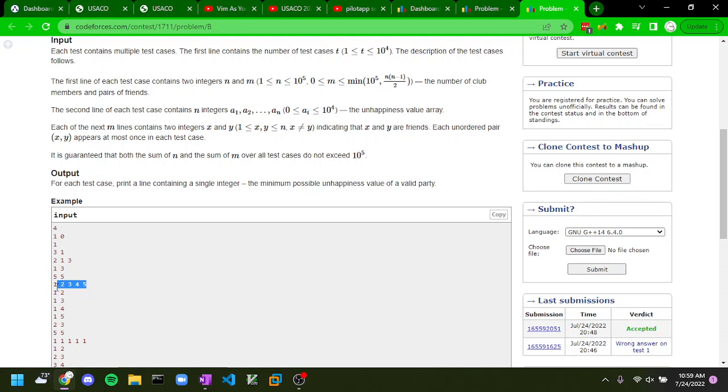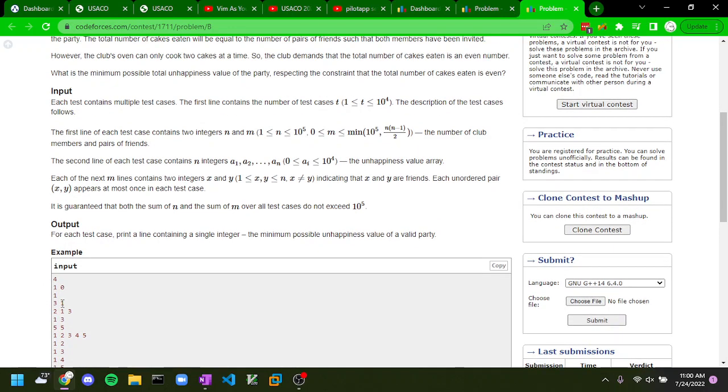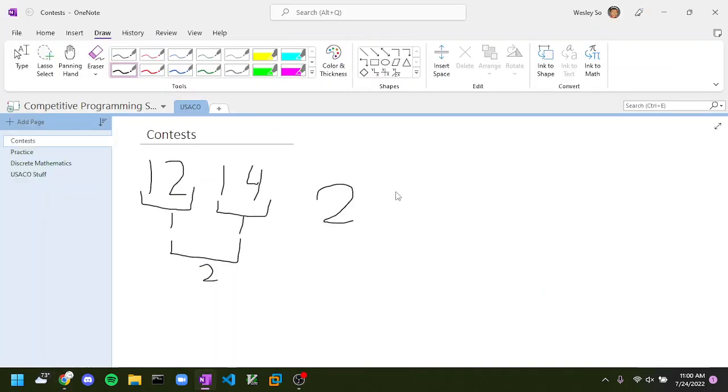So yeah, if the cakes are uneven and you have to leave someone out, then that person will have an unhappiness of a sub i. So if person 3 is unhappy, then he'll have an unhappiness of 3 because that's his index. And I think this is not the best example because they're all linear. So let's say in this case, if person 1 is unhappy, so this is person 1, this is person 2, this is person 3. Let me draw it out. So this is person 1, this is person 2, and this is person 3.